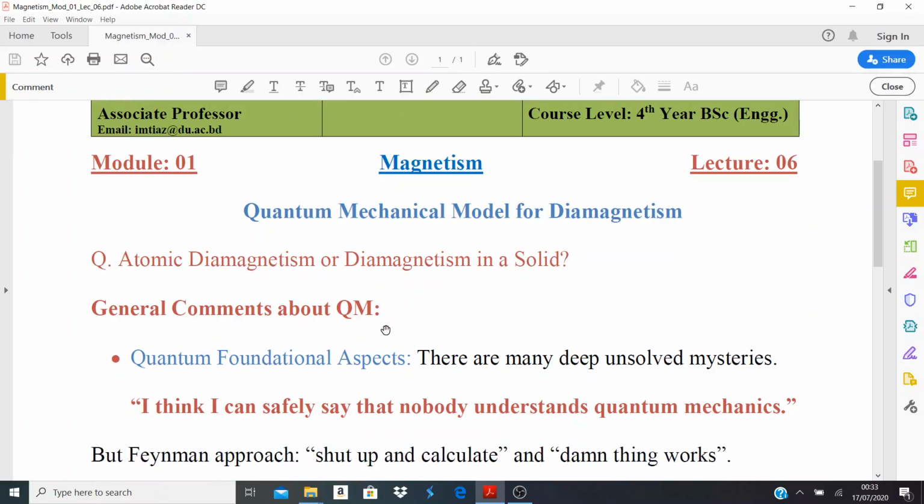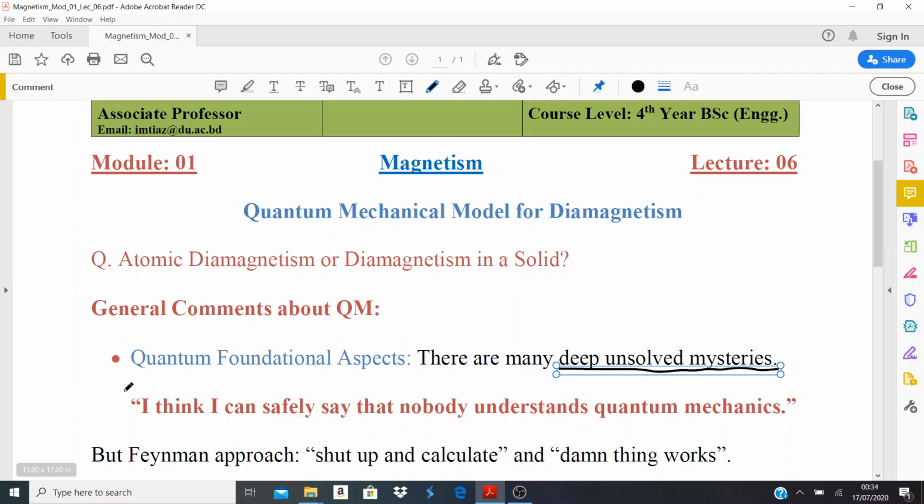So to begin, I want to make some general comments about the subject of quantum mechanics. If you look at the history, around 1925 and 26, Schrödinger and Heisenberg formulated quantum mechanics. And this is 2020. No doubt there are many deep and unsolved mysteries in quantum mechanics even today, and those are the foundational aspects of quantum mechanics.